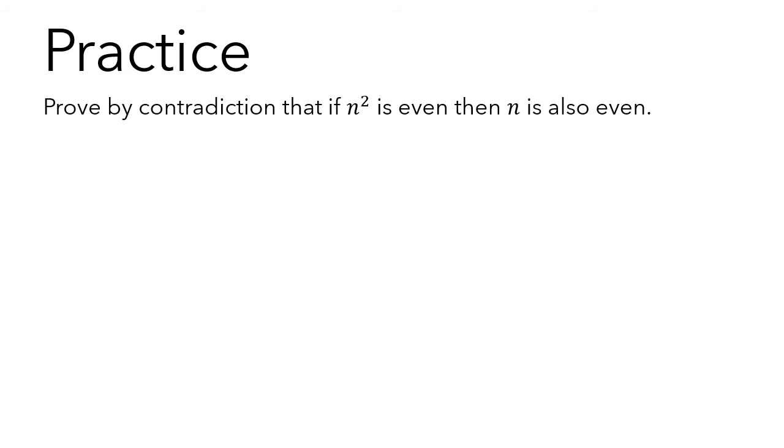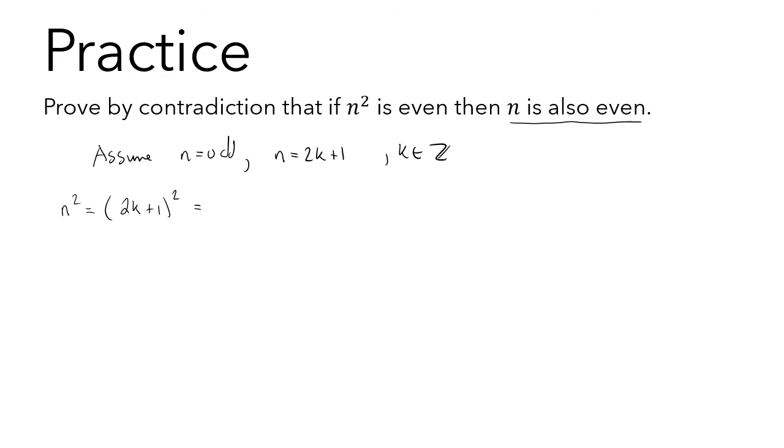Let's try a practice example. Prove by contradiction that if n squared is even, then n is also even. So we're going to start by assuming the opposite of the conclusion. So the opposite of n is even would mean that n is odd. So in other words, n is equal to 2k plus 1, where k is an integer. So let's square that and see what happens. N squared is going to equal 2k plus 1 squared, which is equivalent to 4k squared plus 4k plus 1.